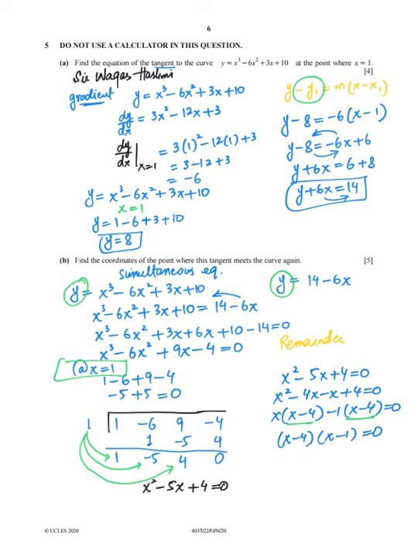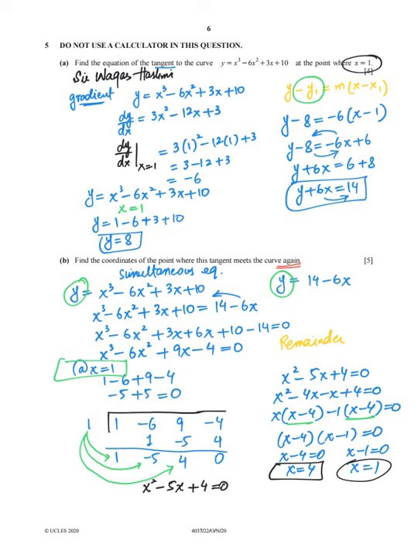Alright, now you have two brackets, and you need to equate them individually. So x minus 4 equals 0 and x minus 1 equals 0. So x equals 4 and x equals 1. In the question it says find the coordinates of the point where the tangent meets the curve again, right? The x equals 1 value is already given in the question, so the value we are going to use is 4. So we need to find the value of y at x equals 4.